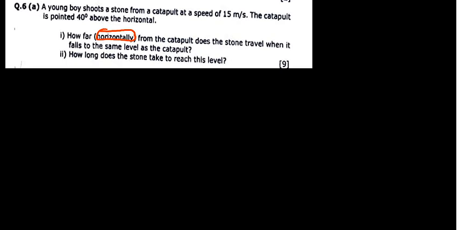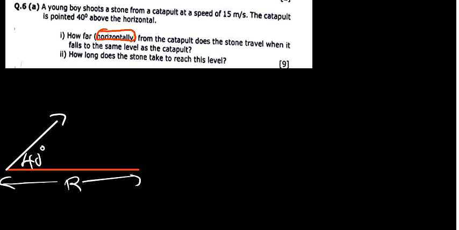Now, first you need to come up with a free body diagram. So here is going to be our free body diagram. Here is our catapult, and the angle here is 40 degrees. Here is our range. I want to find how far it was. Remember what was our formula for range? This is the second trajectory.